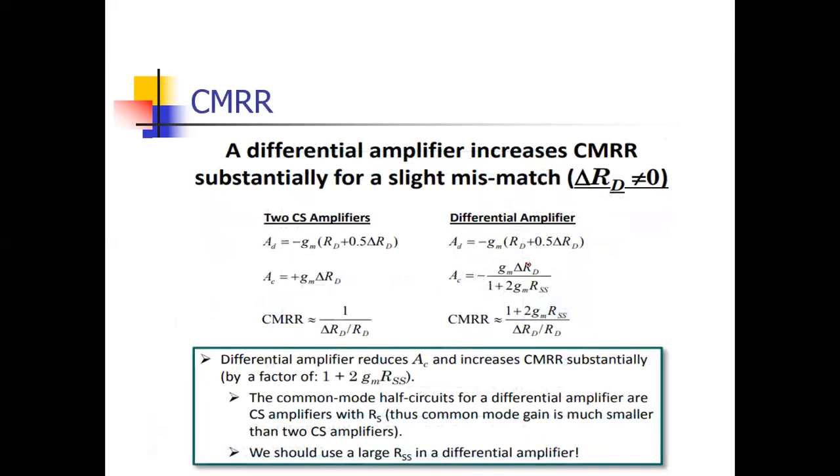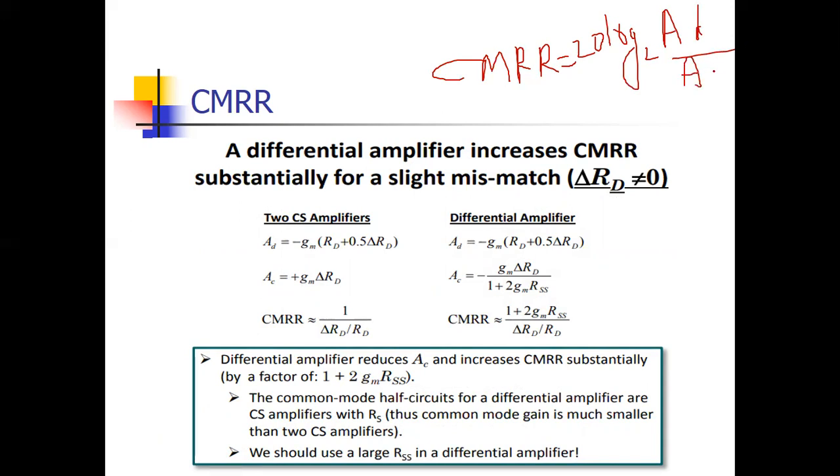Now what is CMRR? CMRR is the ratio of differential gain to common mode gain. So CMRR equals to 20 log, which is important because CMRR is in decibels, 20 log base 10 of differential gain AD by common mode gain AC. What is the difference between taking two separate CS amplifiers and a differential amplifier? There is a change of the RSS simply, and everything else will be the same.